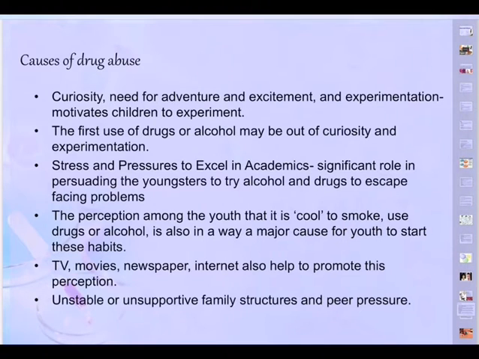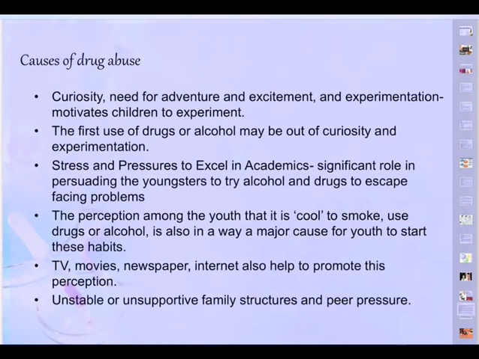Causes, what causes drug abuse? Normally the adolescents are curious. They want to know what is not known. So curiosity, adventurous sometimes, excitement, and of course the peer group also, experimentation, among the peer group challenges, all this will make the adolescents to do experiments on themselves.